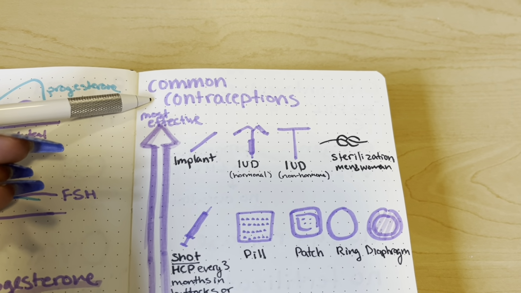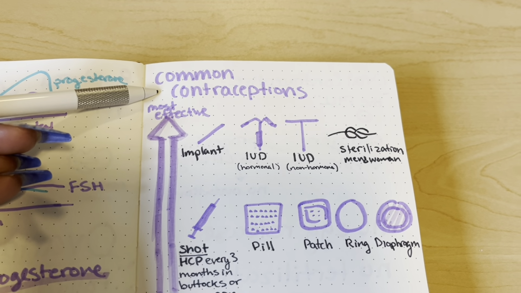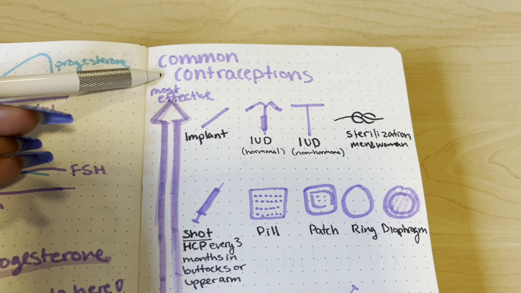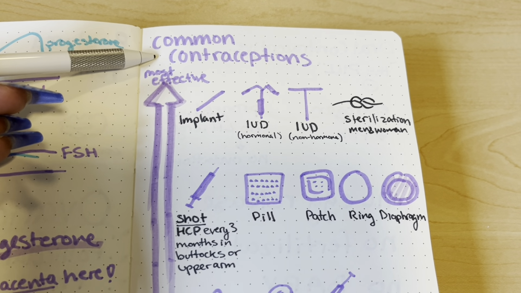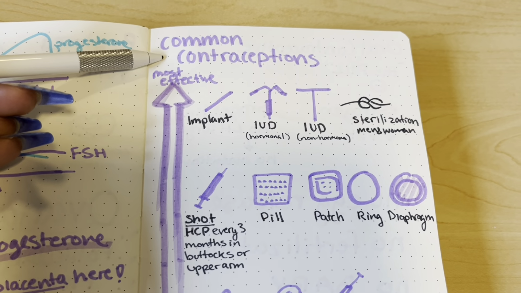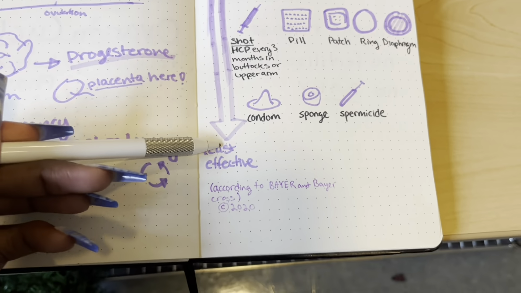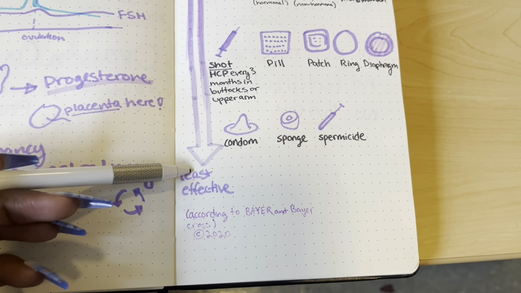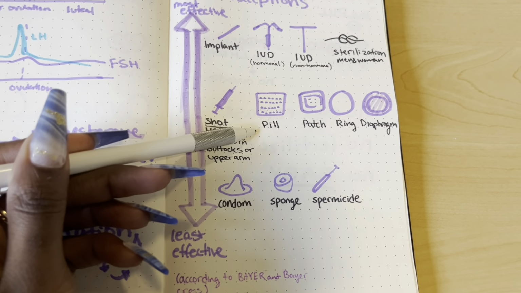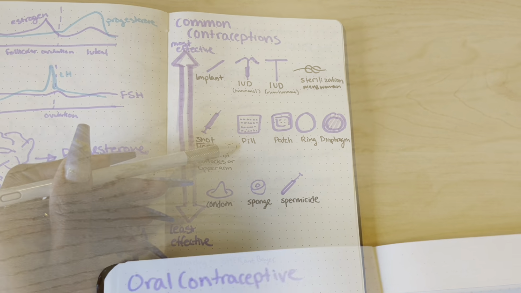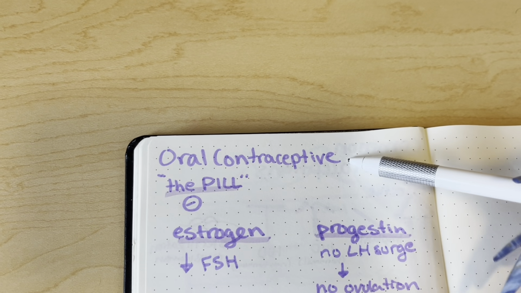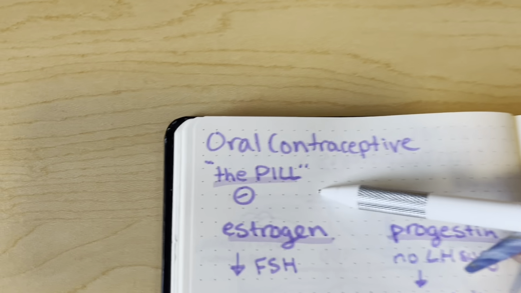Now, what birth control does is it interferes with the ovarian cycle. In this booklet, there are just some common contraceptives which are taken to prevent pregnancy. I won't go over everything with you today, but it is listed from the most to least effective forms. I'll just explain the most common oral contraceptive, the pill.